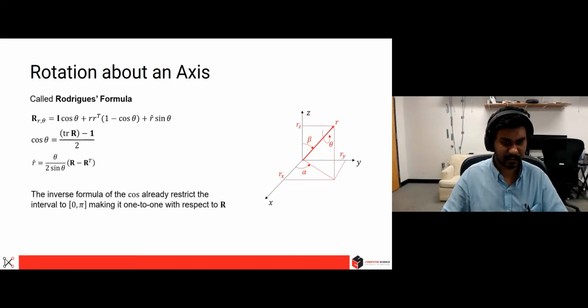The inverse of the cosine already restricts the interval to 0 to pi, making it a 1-to-1 mapping with respect to R. So that's a good thing. It's super intuitive. So inversion is 1-to-1, and we're good to go.